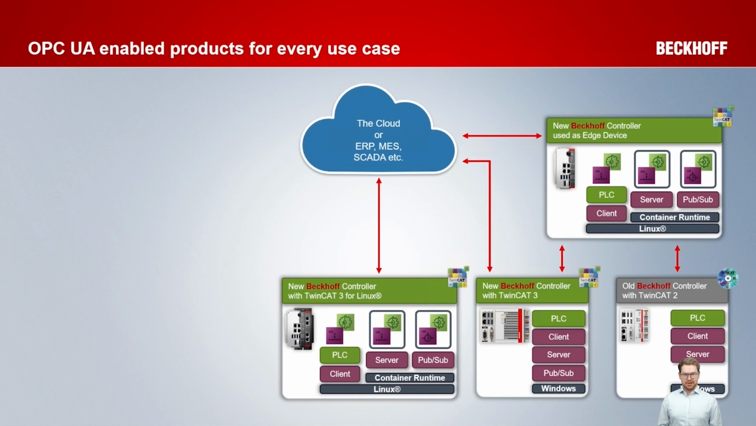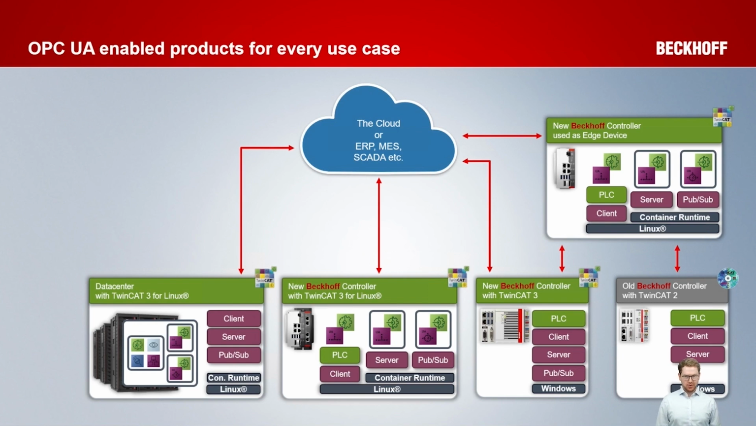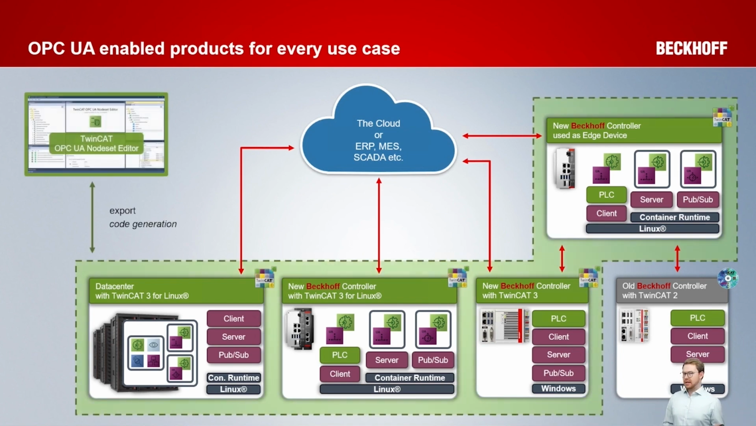But if that isn't flexible enough for you, you can also go into a data center with TwinCAT 3 for Linux and run the same applications that I mentioned before on top of a container runtime on Linux in a virtualized environment. And this is everything that can be configured using the TwinCAT OPC UA Nodeset editor. Basically, any relatively recent Beckhoff controller that can run TwinCAT 3 and where the OPC UA server can be installed, you can export and, in the future, also generate code for.